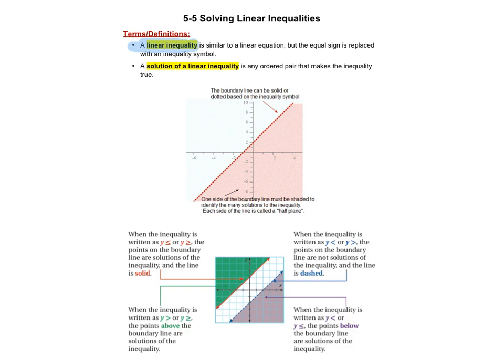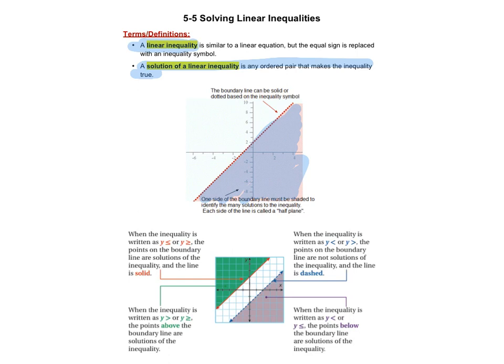And a solution of an inequality is any ordered pair that makes the inequality true. So instead of there being one solution or infinitely many solutions, it's sort of like a group of solutions, and they're shown using a shaded area of the graph. So we're going to work on how to graph the line like we did with an equation, whether it be dotted or solid, and how to shade the graph as well.